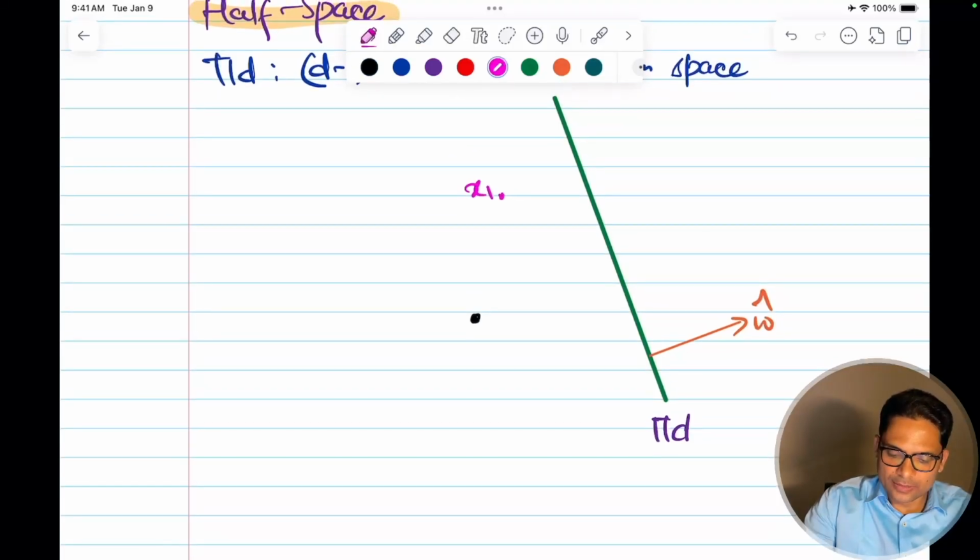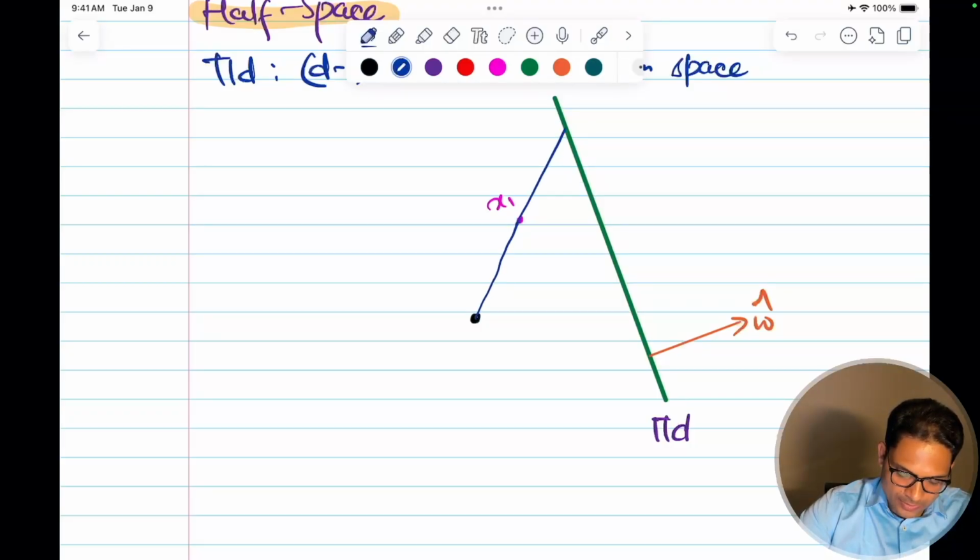There's one point x1 here. Wait, let it be here, x1. So if I have this line, if I want to see what is the distance of this line, so this is there, and if I keep extending this line, this will meet it somewhere here. Okay, and let's call this point x1 dash.